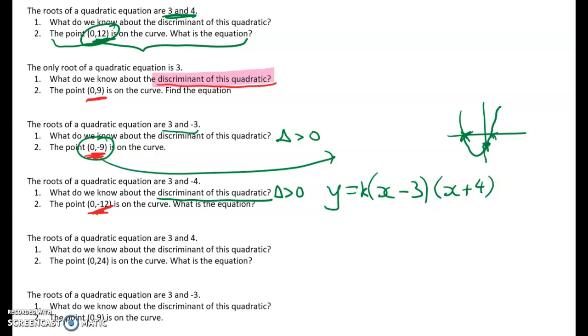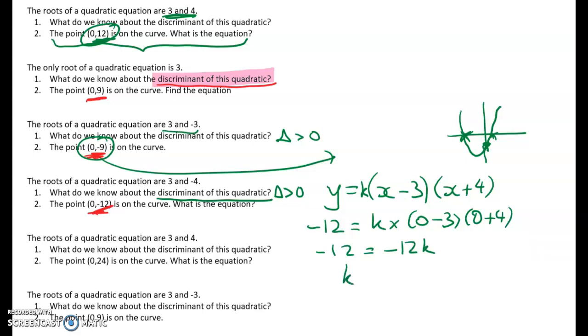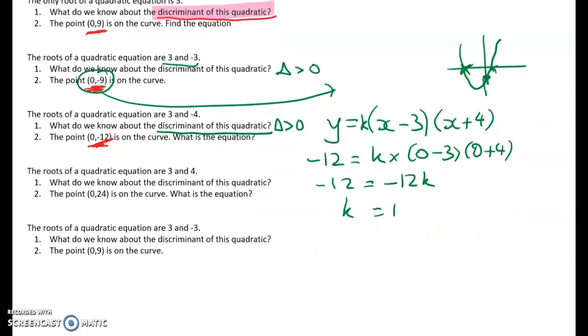And we're told that the point (0, -12) is on the curve. So -12 is equal to k times (0 - 3) times (0 + 4). -12 is equal to -12k, giving us k is equal to 1. So the equation of the curve is simply y = (x - 3)(x + 4).